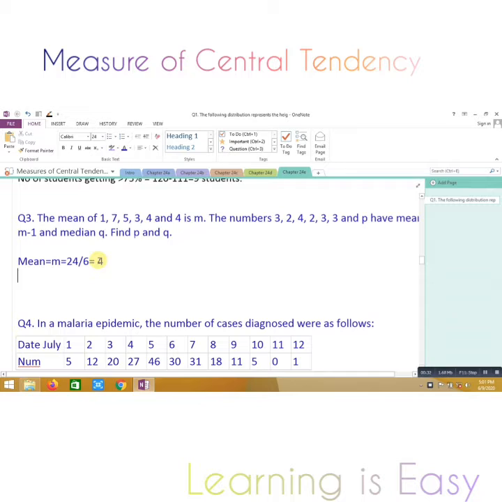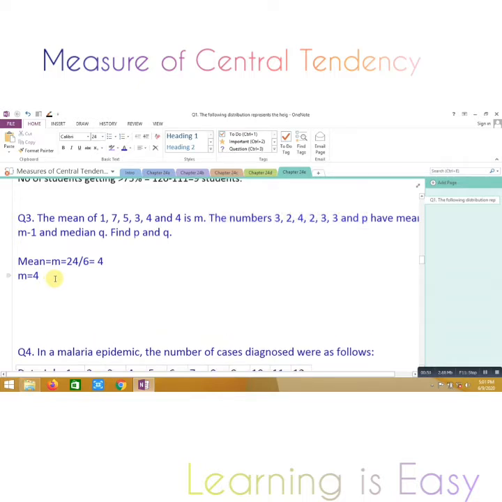Next, one more set of data is given wherein the median is m minus 1. The numbers are given and some numbers are given as variables p and q. So we need to find p and q. And its mean is also mentioned as m minus 1. Since we know m already, m minus 1 is 4 minus 1. 3 is the mean for this data set.